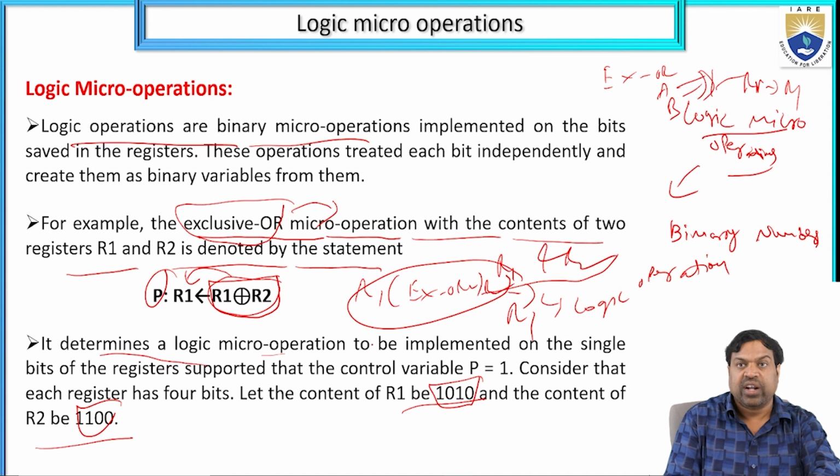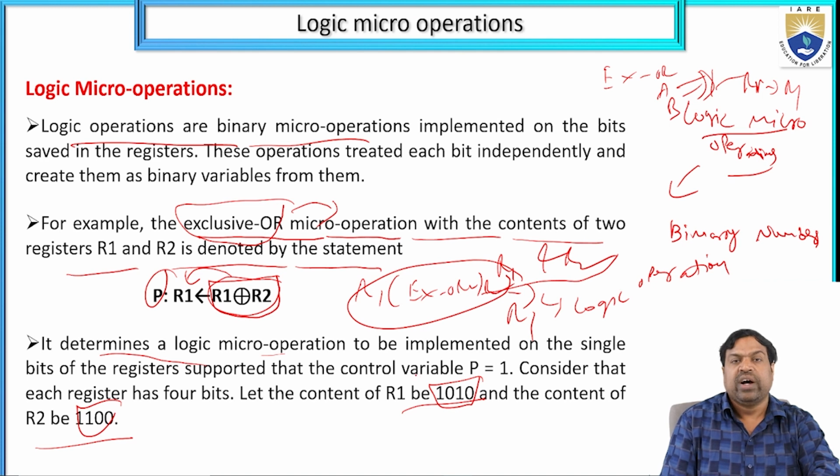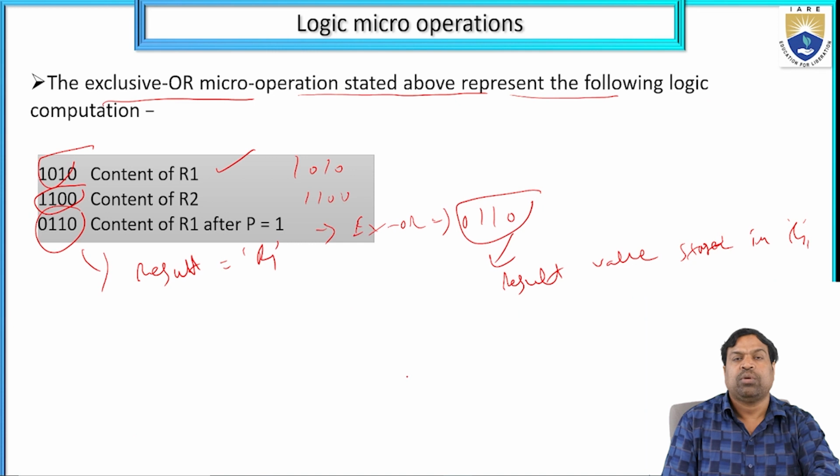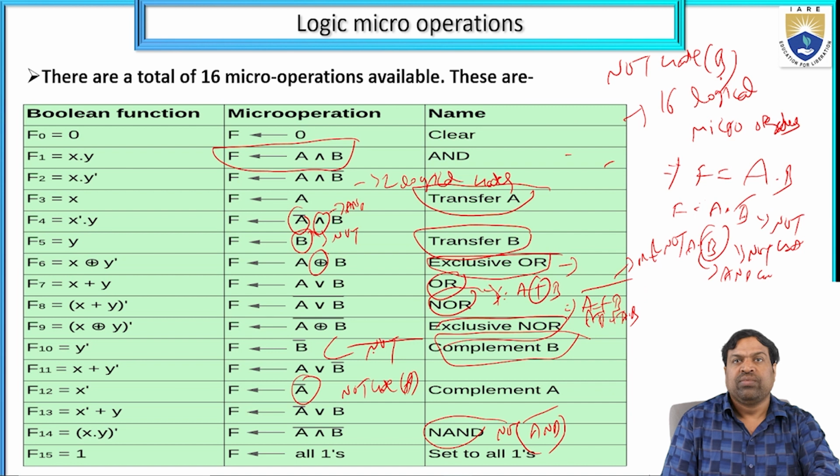It determines a logic micro operation to be implemented on the single bit of the register, provided the control variable P equals 1 and the 4-bit registers have R1 equal to 1010 and R2 equal to 1100. Here 1010 is one input value, and R2 is another input value, 1100. Applying the exclusive OR gate, what is the result value? 0110.